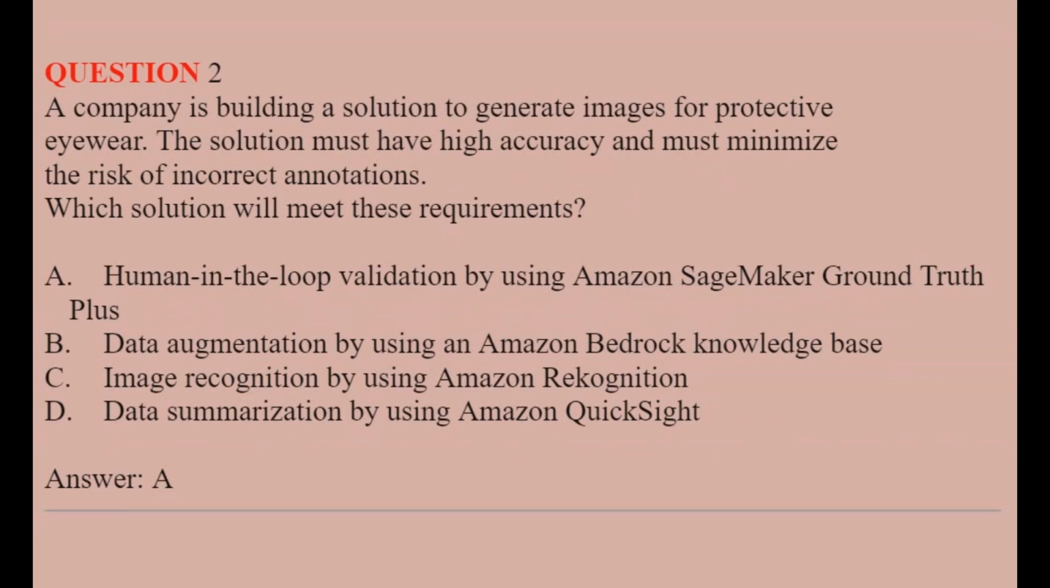Question is, a company is building a solution to generate images for protective eyewear. The solution must have high accuracy and must minimize the risk of incorrect annotations. Which solution will meet these requirements? Option A, human in the loop validation by using Amazon SageMaker Ground Truth Plus.